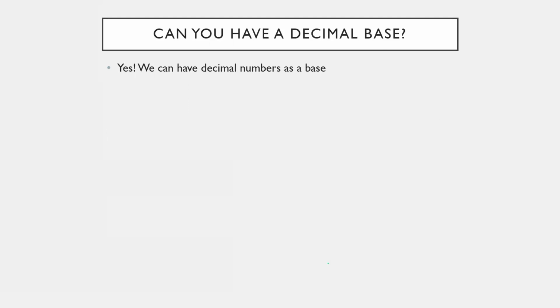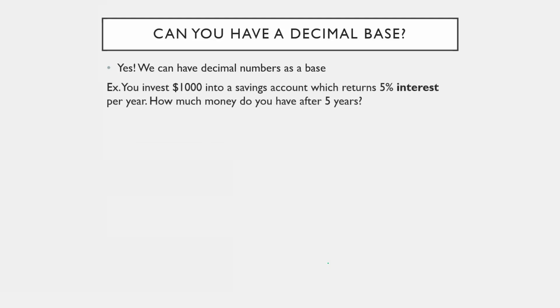Just watch out for negative bases. But other than that, you're still following the same rules as before. We always follow the order of operations. So let's do a more real life example.